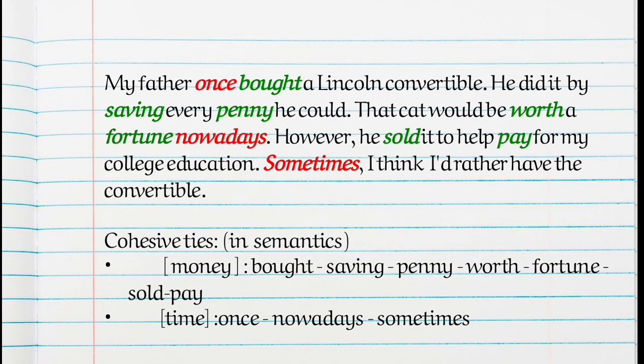Another example is the cohesive ties in semantics. Now, as you can see, there are some words that were highlighted blue, and also some words highlighted red. There are words such as bought, saving, penny, worth, fortune, sold, and pay, and they can be linked to the word money, because once you see those words, the first thing that will come to your mind is the word money, right? And also the words once, nowadays, sometimes, which can be linked to the word time, because absolutely they are connected to time.